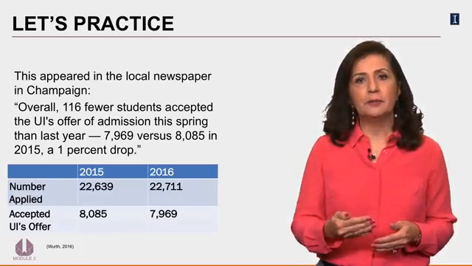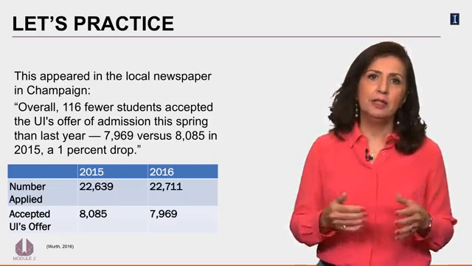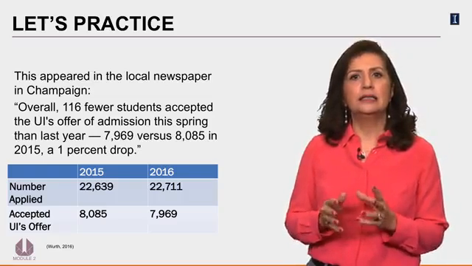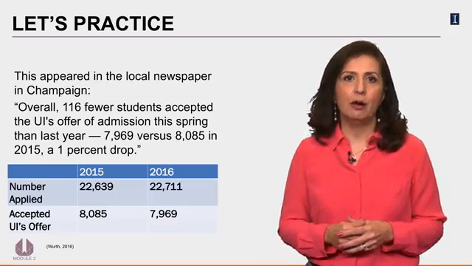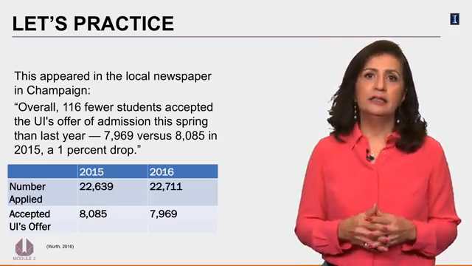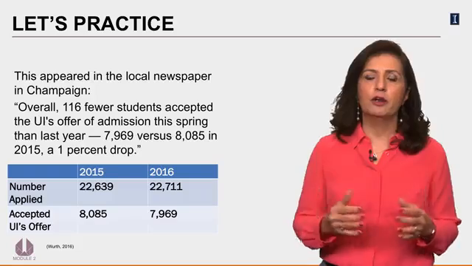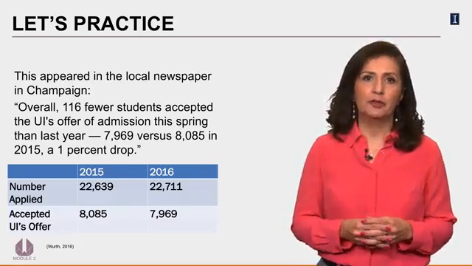The reporter claims that going from 8,805 students who accepted their offer in 2015 to 7,969 in 2016 represents a 1% drop. Let's analyze this and see if indeed the difference is statistically significant and worthy of coverage. Please start by stating the null and the alternate hypothesis.